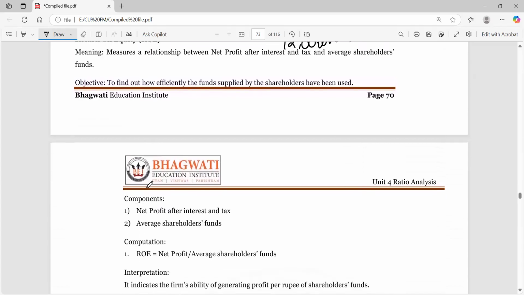See, the formula for calculating return on equity is profit after tax divided by equity. We have already done a similar kind of calculation in the capital structure chapter also, if you remember, right? So this tells us, for the amount invested by the equity shareholders, what is the return that they are generating. Clear?